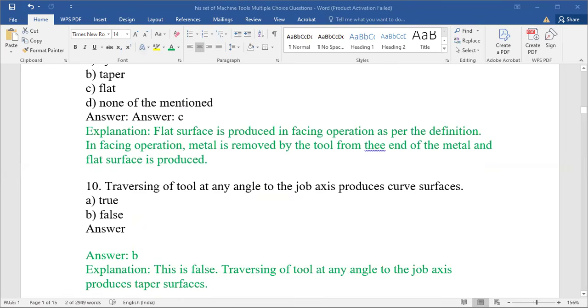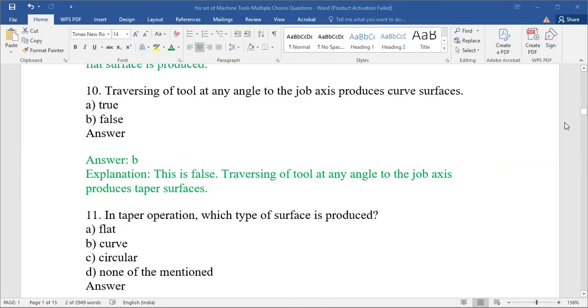Tenth one: traversing of tool at any angle to the job axis produces curved surfaces. True or false? This is false. Answer is B. Why is this sentence false? Traversing a tool at any angle to the job axis produces a taper surface.